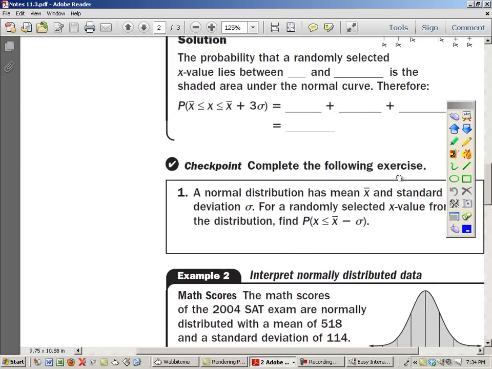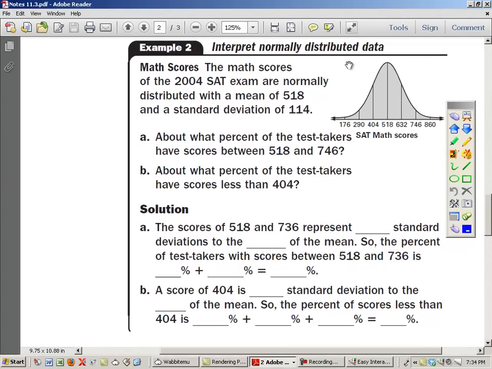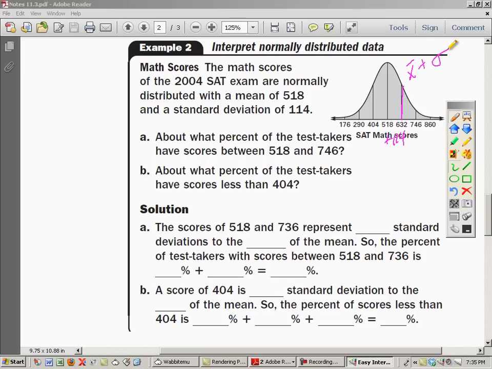All right, now we're going to look at a data set that we are going to assume is normally distributed. And again, the math scores from a 2004 SAT exam are normally distributed. That means that they follow the rules for a normal distribution. It says the mean is 518, so the mean is now no longer this normal distribution. A normal distribution had x bar equal to 0, and then we could work from there. Now all of a sudden x bar is actually a number, it's 518. The standard deviation of the data set is 114, so that means that if I add 114 to 518, I get 632. So this becomes x bar plus sigma.